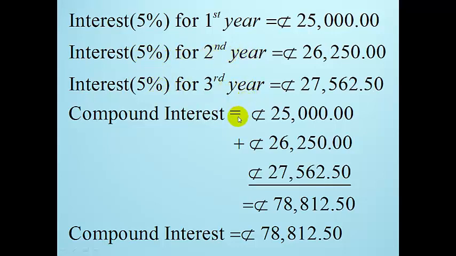So we have the compound interest to be equal to 25,000 plus 26,250 cedis plus 27,562 cedis, 50 pesos. And when we add the three interests, we have 78,812 cedis, 50 pesos. That means that the compound interest is equal to 78,812 cedis, 50 pesos. That is the compound interest.